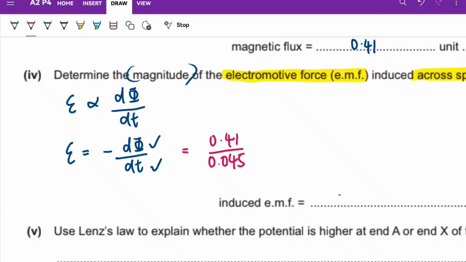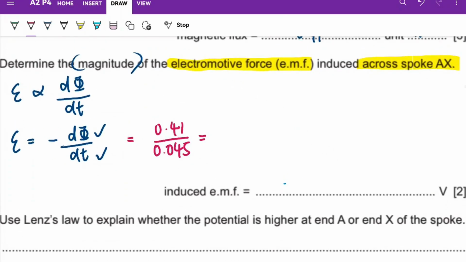Initially, there was nothing. Now, they put you in a magnetic field, and when you calculate the magnetic flux, it gives you 0.41. Initially, there was no magnetic flux. There was no cutting. Now there is, so 0.41. Basically, in other words, 0.41 minus 0, because initially there was nothing, right? But you can ignore the 0 for now, because it doesn't give you any value. This, therefore, will give you 9.1 volts. So your induced EMF is 9.1 volts.